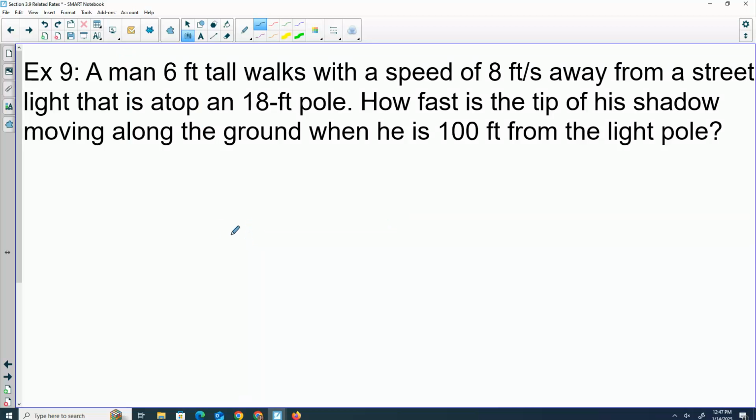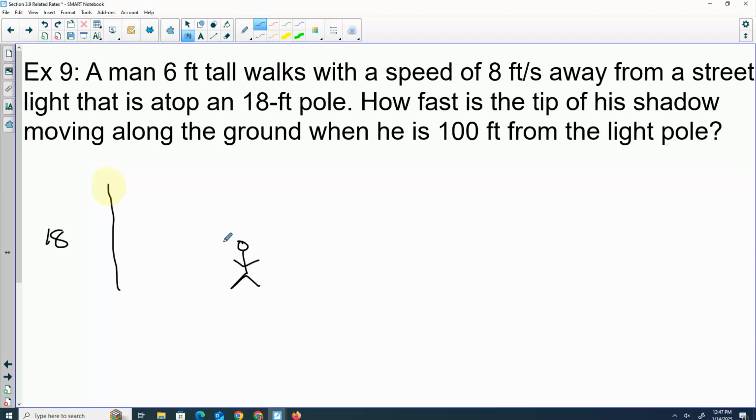A man 6 foot tall walks with a speed of 8 feet per second away from a streetlight that is atop an 18-foot pole. So, I have a light on top of my pole, and that is 18 feet tall. Does that height change? Okay, then I have my man walking away.